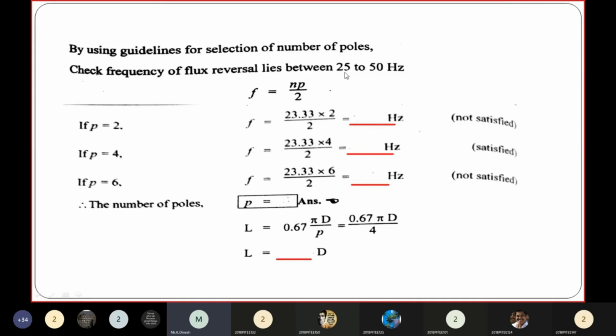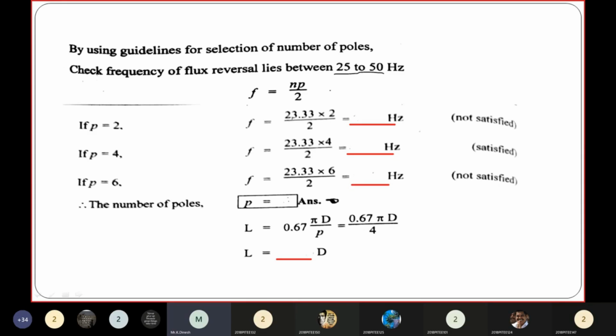I am using the guidelines for selection of number of poles. So what is the eligible criteria? The frequency should lie within the range of 25 to 50. So இதுக்குள்ள இருந்தா that pole is satisfied, otherwise it is not. So first case I am substituting P equal to 2.